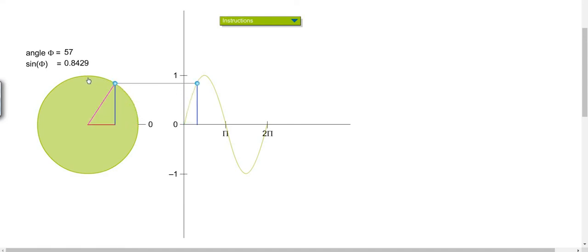Then notice if I keep going, it would just repeat. Now, I wish it would actually draw it out here on the side. You'd be able to see that it just repeats, repeats, repeats. But that's what happens. Cosine is very closely related, okay?